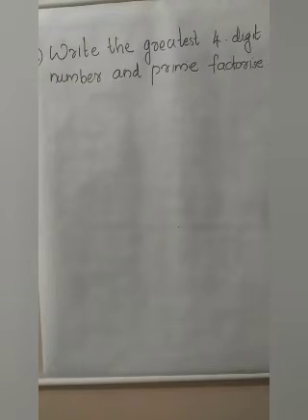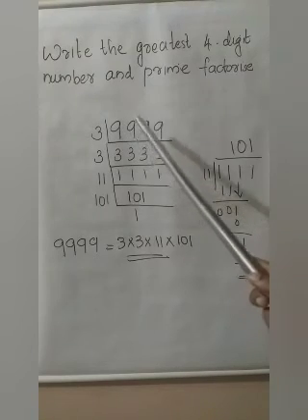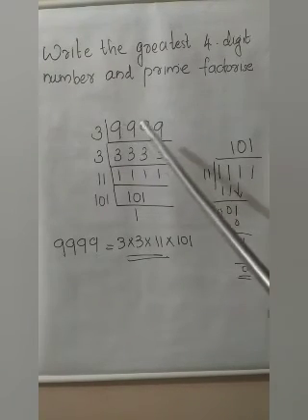Now, first example: write the greatest 4-digit number and prime factorize it. Here they didn't specify which method, factor tree or long division method. But since it is the greatest 4-digit number, you know it is a larger number, so you don't know the multiplication table of that number. In these cases, you can use the long division method. So what is the greatest 4-digit number? We need to prime factorize that number. The largest 4-digit number is 9999.